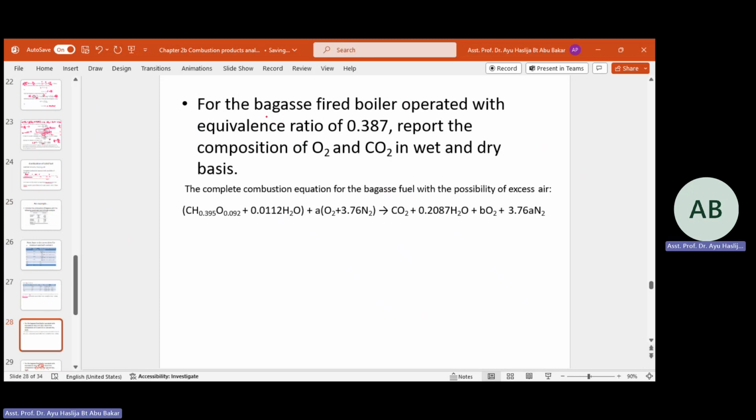Okay, for the statement over here: bagasse-fired boiler operated with this equivalence ratio. Report the composition of O2 and CO2 on wet and dry basis. Okay, ini dia nak product. From the product over here, report it in dry and wet basis.